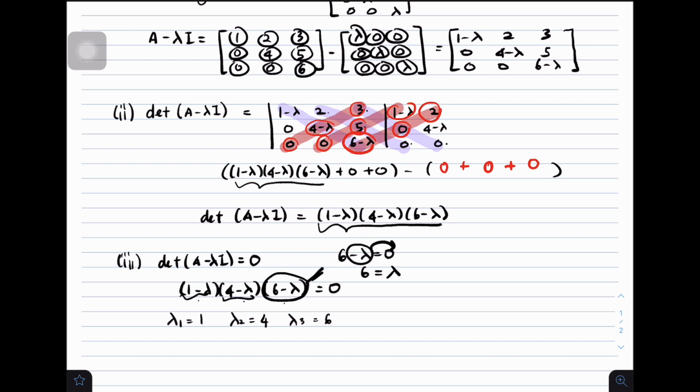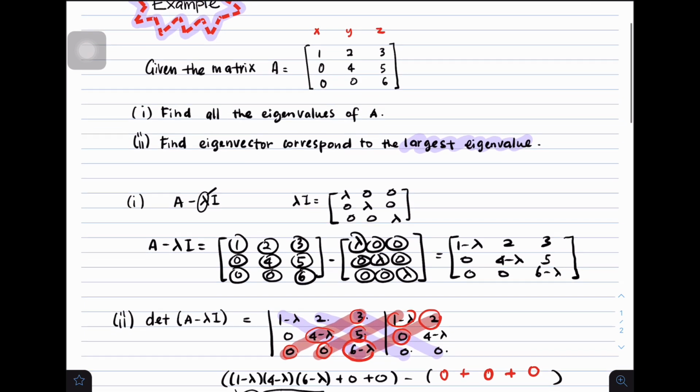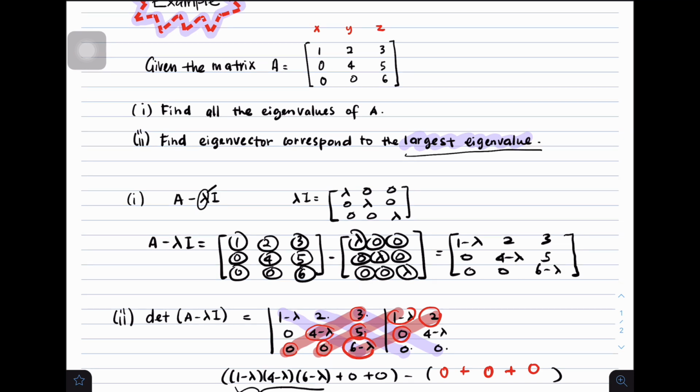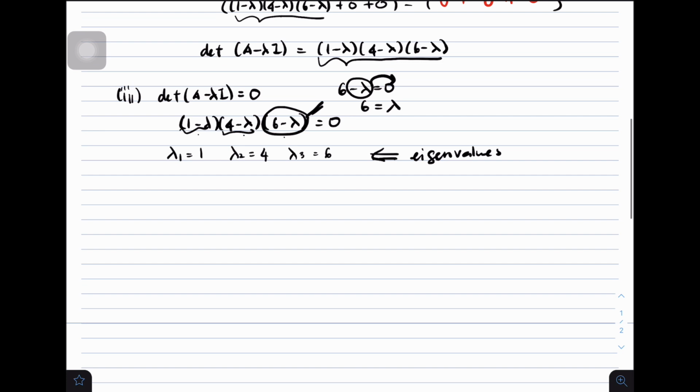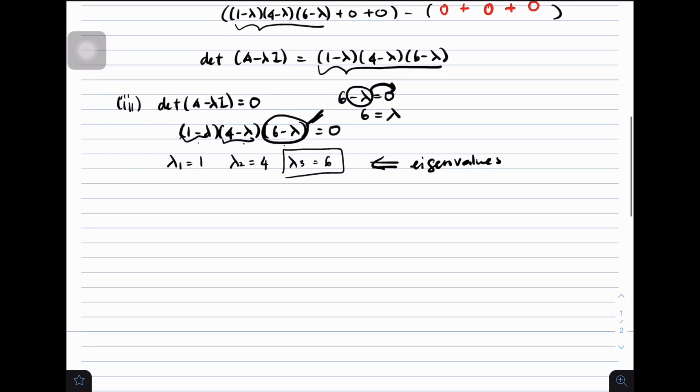Okay, so now you already have your lambda 1, lambda 2 and lambda 3. Therefore, these are your eigenvalues: 1, 4 and 6. And if you see question number 2, the question asks us to find the eigenvector corresponding to the largest eigenvalue. That means we need to find the eigenvector for eigenvalue equal to 6, because this one is the largest one. You need to be careful because the question only asks you to find the eigenvector, not the normalized eigenvector. So you just need to find the eigenvector.